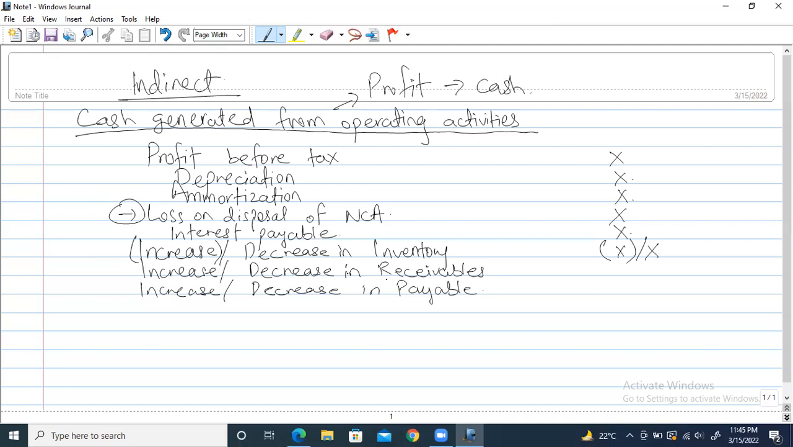Now let's consider the same thing for receivables. Now, first of all, let's see the increase, right?